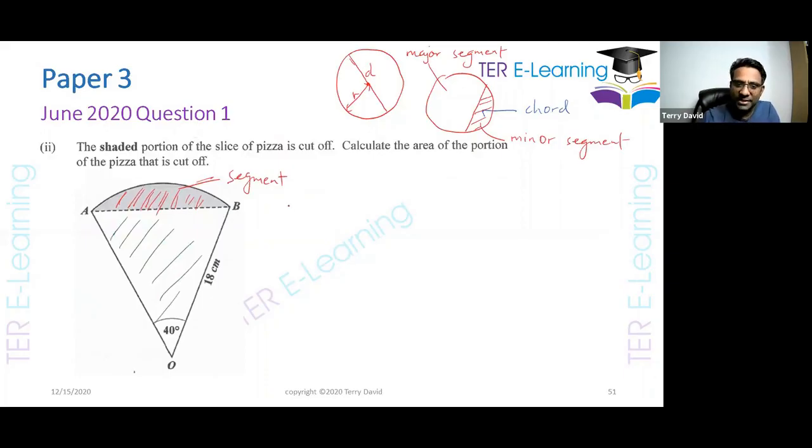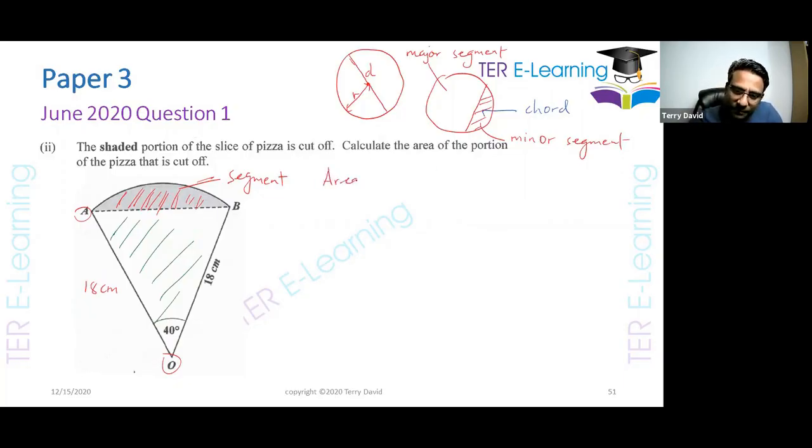Now, if you've never seen this formula, you need to know this formula. We are accustomed to the area of a triangle being base by height over 2, right? But there's another formula we can use to find the area of a triangle. This length here, A to O, has to be 18 centimeters because that's also a radius. Whenever you have a triangle and you have 2 sides, and you have the angle in between, there's a formula we can use.